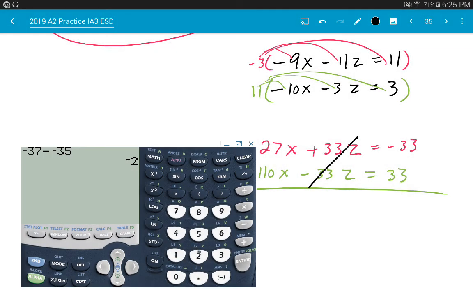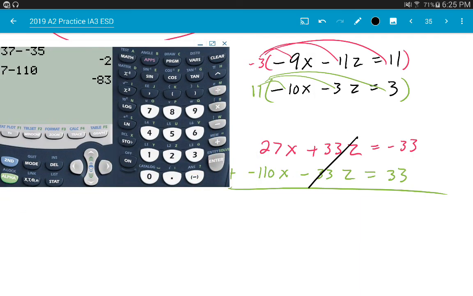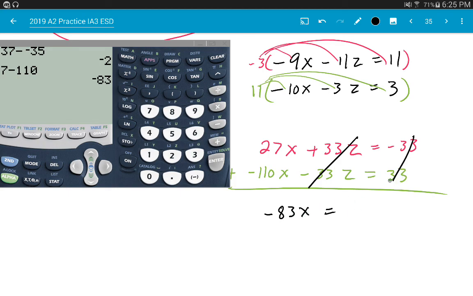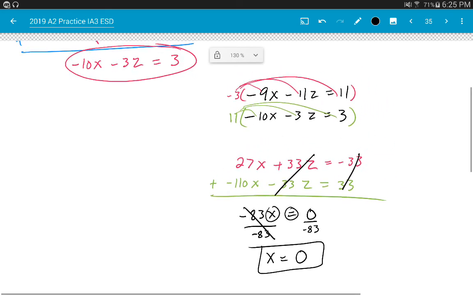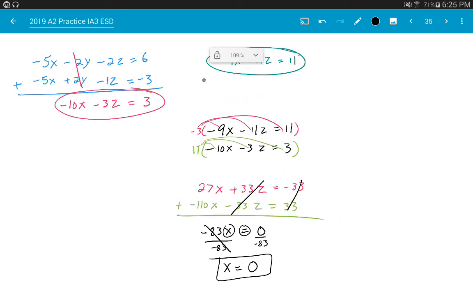I know it's not going to matter, but negative 83. Okay, so I get negative 83x is equal to, well, these cancel too, 0. Divide by negative 83, and I'm going to get that x equals 0. Okay, so that's my first letter. What I'm going to want to do now is plug back into one of the middle equations, one of these guys, to find what z is. I'm going to use the red one.